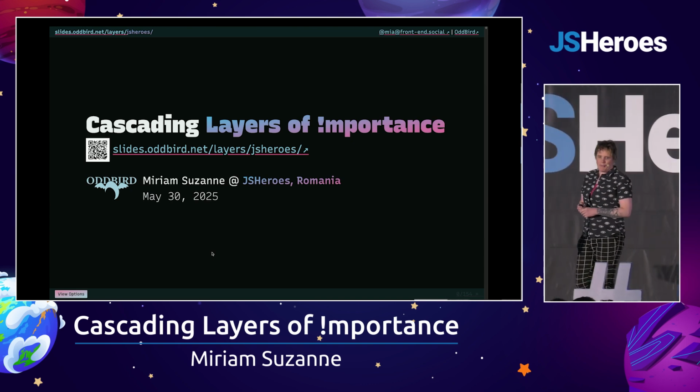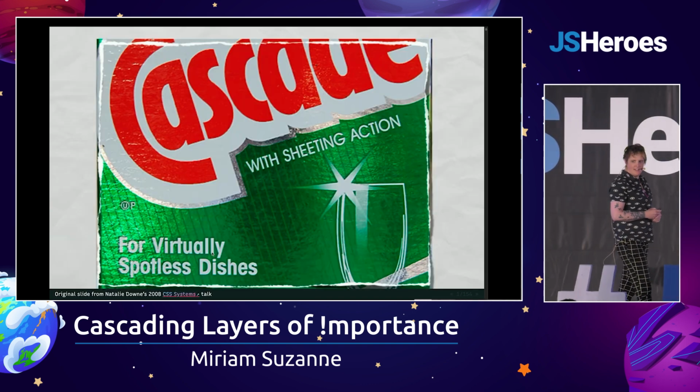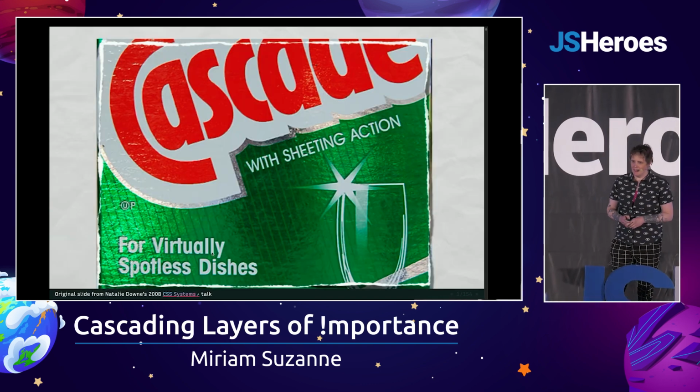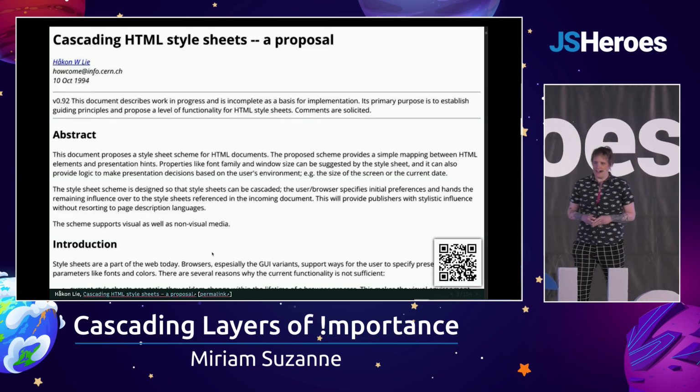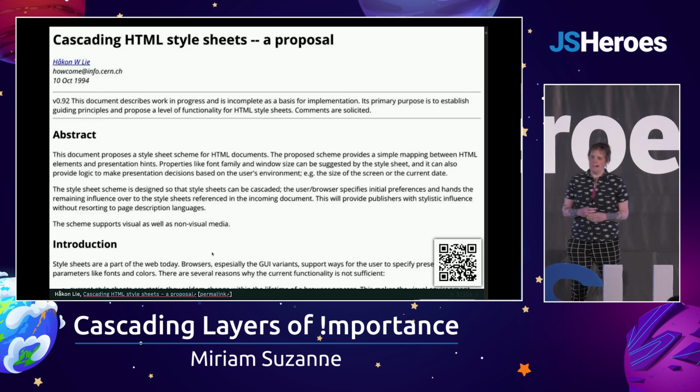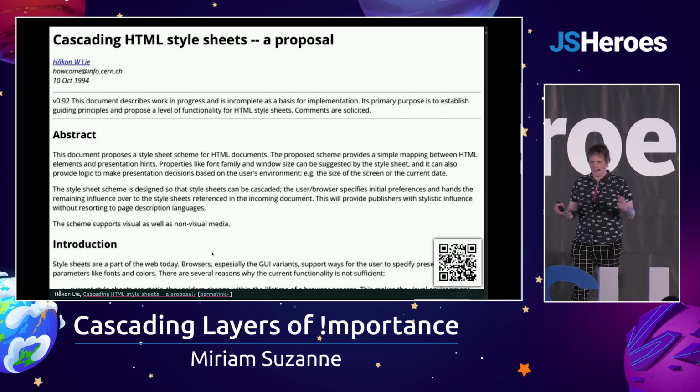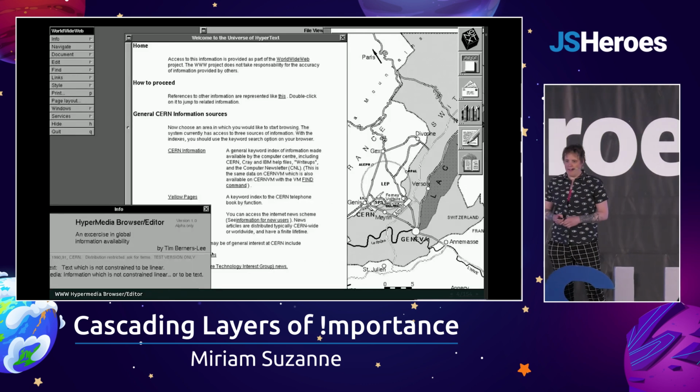Yeah, we're going to be talking about the Cascade with sheeting action. It's the C in CSS, Cascading Style Sheets, first proposed by Håkon Wium Lie in 1994. So what's that been? A while.